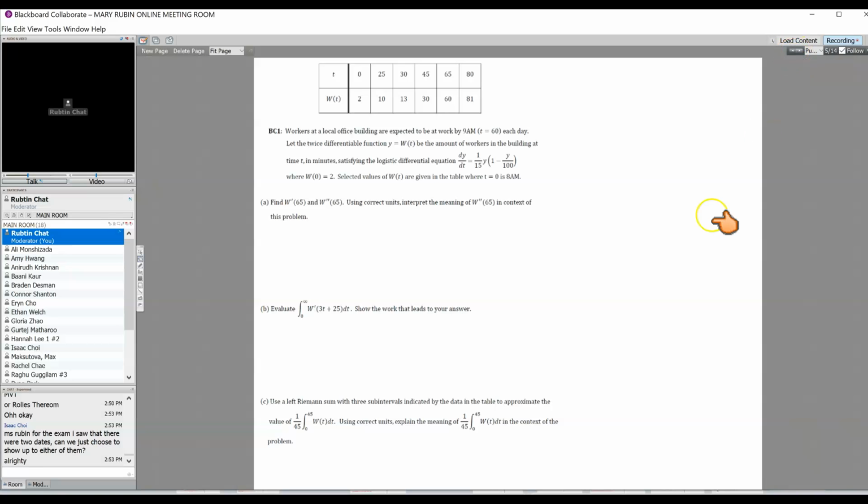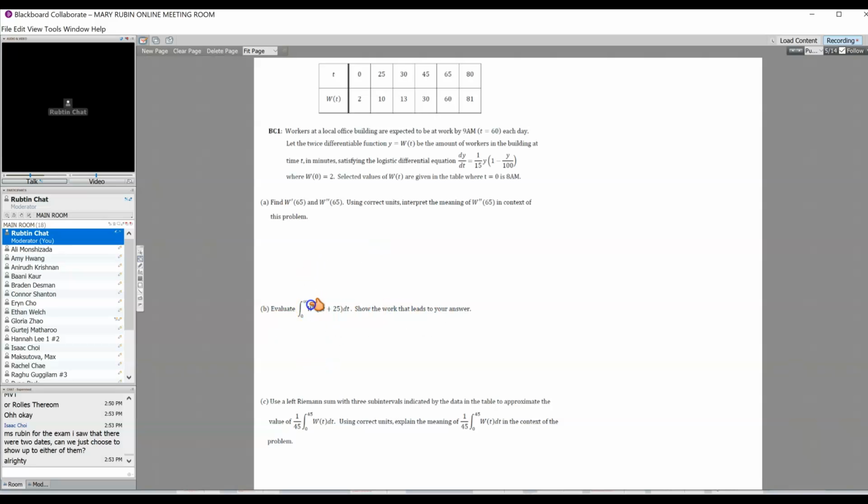So anyway, the other stuff that was part of this question, the ABC part, was finding derivatives and then explaining what it was. This is like that Hughes Hallett stuff we did, like W prime. W double prime of 65 means the rate at which the rate of change is changing, versus W prime, which is the rate at which the workers are changing.